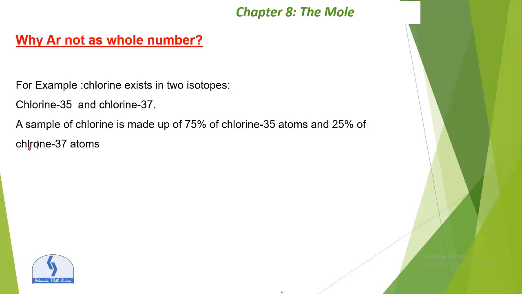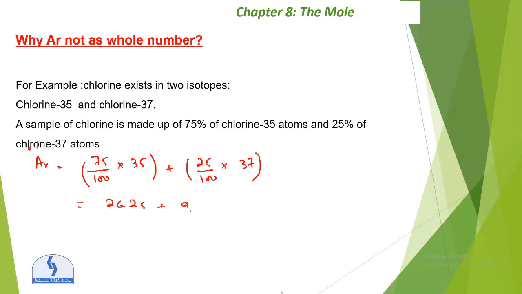So how will you calculate the relative atomic mass? Ar is equal to 75 divided by 100 multiplied by 35 for the chlorine-35 atom, plus 25 divided by 100 multiplied by 37 for the chlorine-37 atom. So what is the solution? That is 26.25 plus 9.25, which is equal to 35.5, the relative atomic mass of chlorine. It has no unit because it's a ratio. So this is the way we calculate the relative atomic mass, and it is not a whole number.